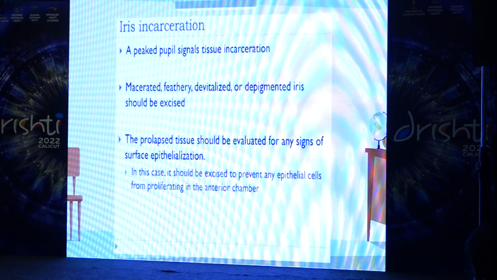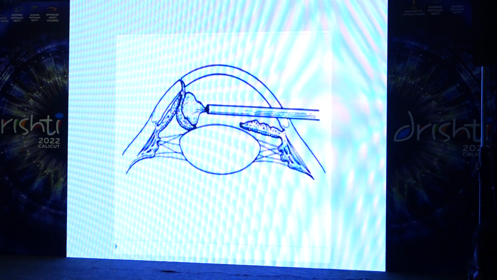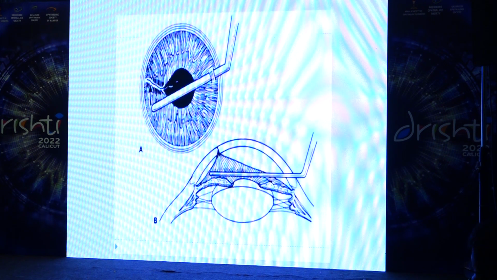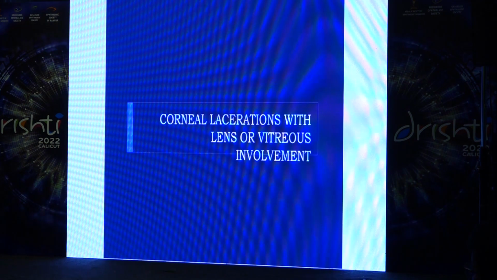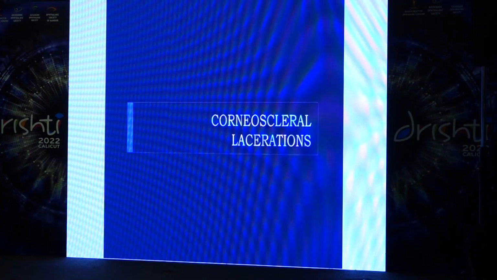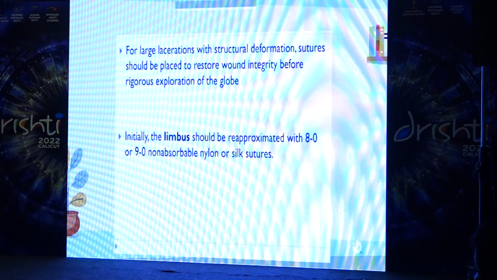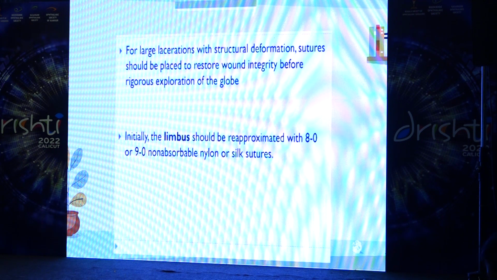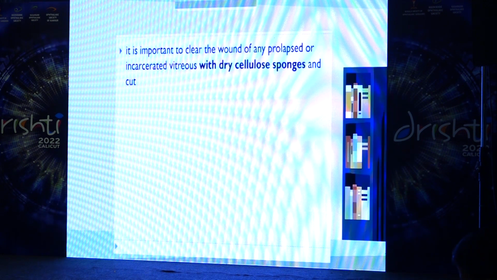Whenever there is a uveal prolapse, you have to clean the iris or choroid tissue, whichever is there. Always try to preserve the iris. Making a side port using a visco cannula or a spatula, you can reposit the iris and then closely suture the wound. Whenever there are vitreous strands, you sweep the vitreous from the anterior chamber. And whenever there is a corneoscleral laceration, as we already discussed, first suture the limbus, then progressively suture the cornea, then suture the sclera.